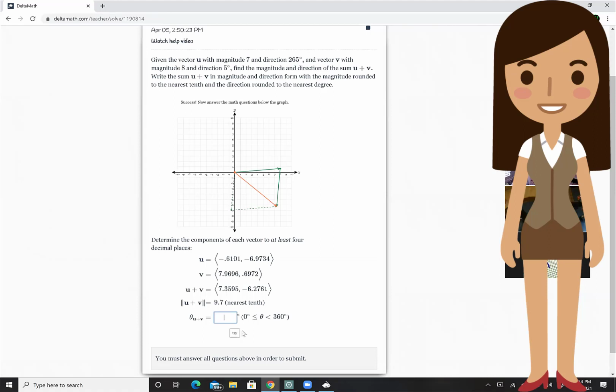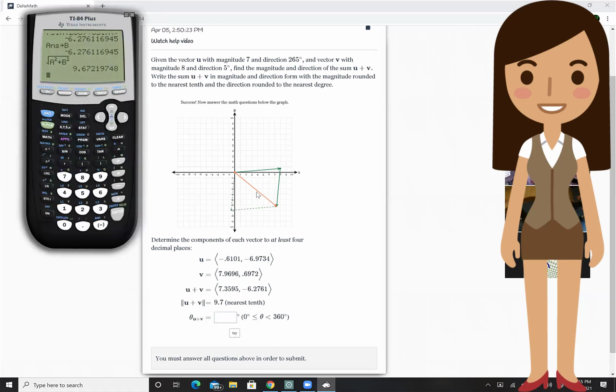Try. And now nearest degree. Remember where we're at. We're in quadrant 4. So I'm going to go arctan. And I'm just going to go B over A. So B divided by alpha A. Push enter. Negative 40. That's actually correct. But I want it between 0 and 360 degrees. So go ahead and add 360 to that. Plus 360. And there it is. 320 degrees, guys, to the nearest degree.